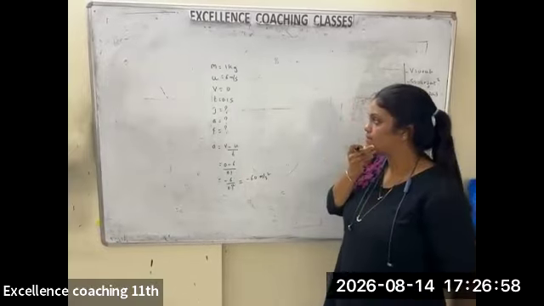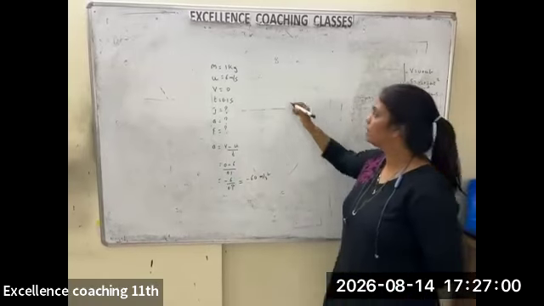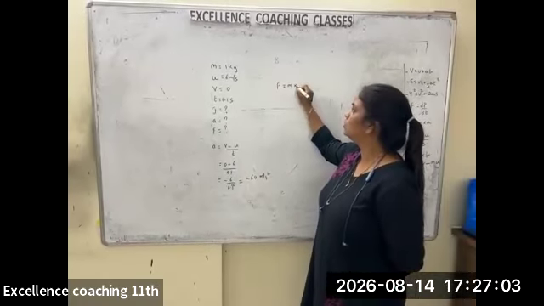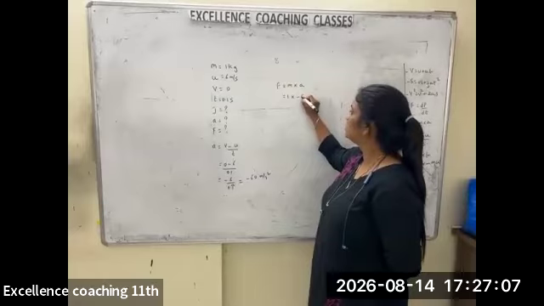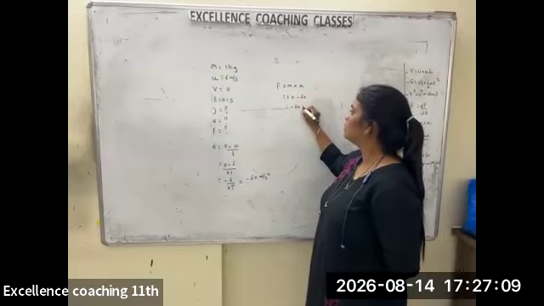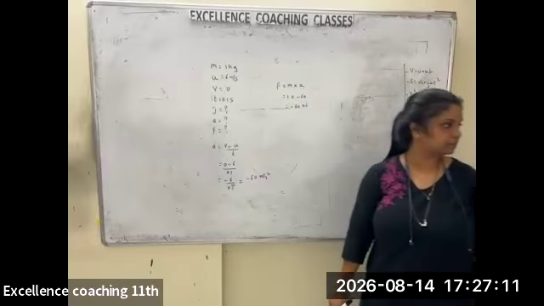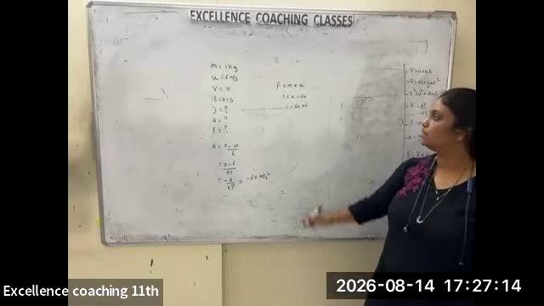Then what can you find out next? Find out the force. Force is mass into acceleration. So mass is 1, acceleration is minus 60. So the answer will be minus 60 Newton. Correct? Last one, J, impulse.